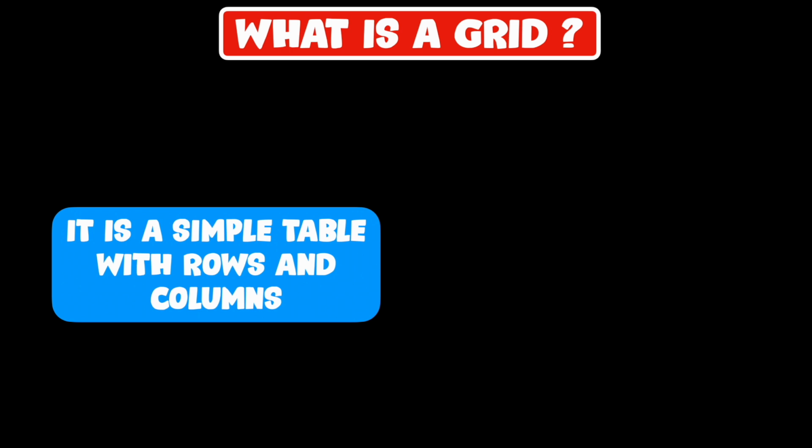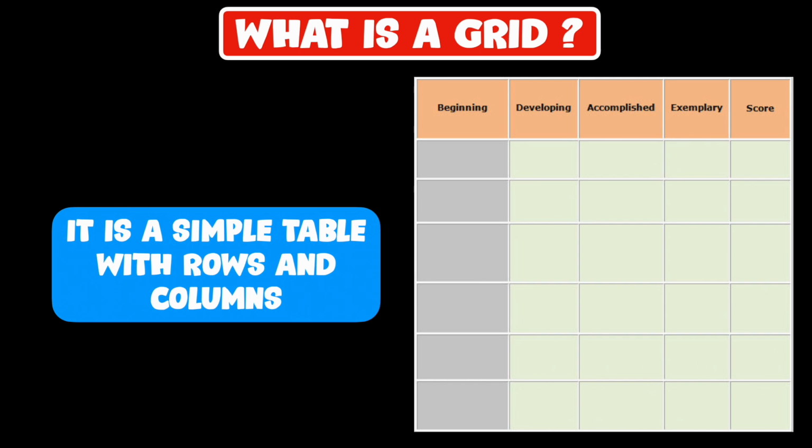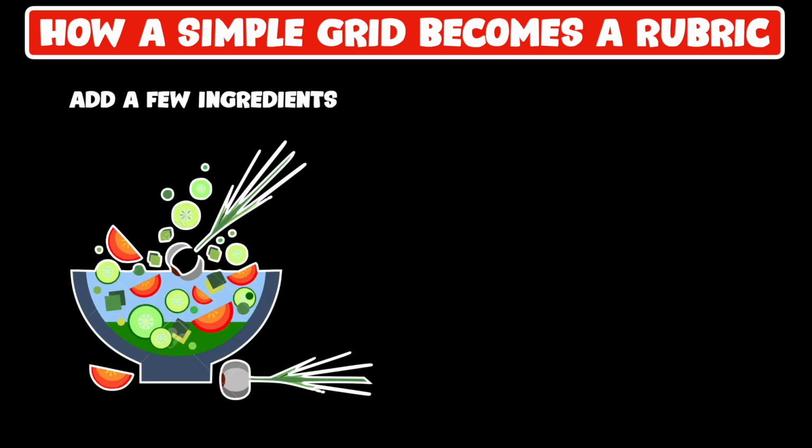What is a grid? A grid is simply a table with rows and columns, and as you can see on the right hand side, here we have a 7 by 5 table, and the blue highlight shows the row and the green highlight indicates the column. Next, we are going to be talking about how a simple grid transforms itself into a powerful rubric. All we need to do is add a few ingredients.